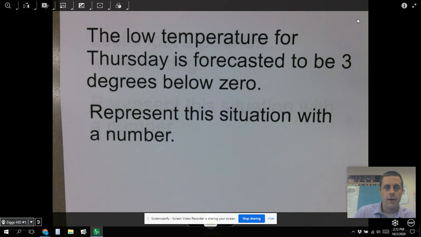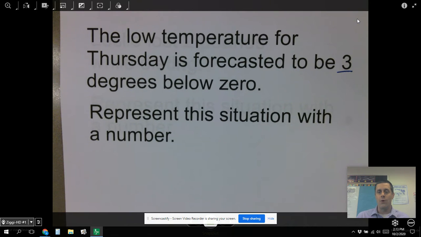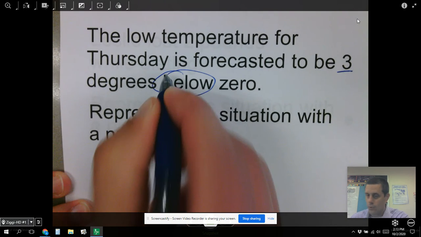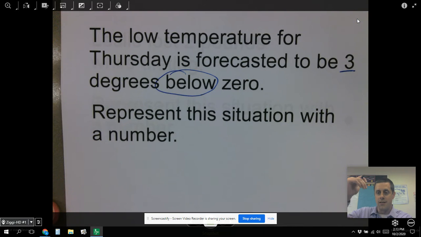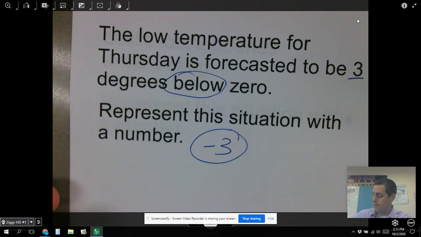Our next scenario, the low temperature for Thursday is forecasted to be 3 degrees below zero. And again, we want to represent the situation with a number. The value in the problem is 3. Now, what keyword do you see that would determine if that 3 is going to be positive or negative? Well, I hope you're all pointing to the word below. So below insinuates we are moving down, we are decreasing in value. So if you are 3 degrees below zero, the integer would be negative 3.